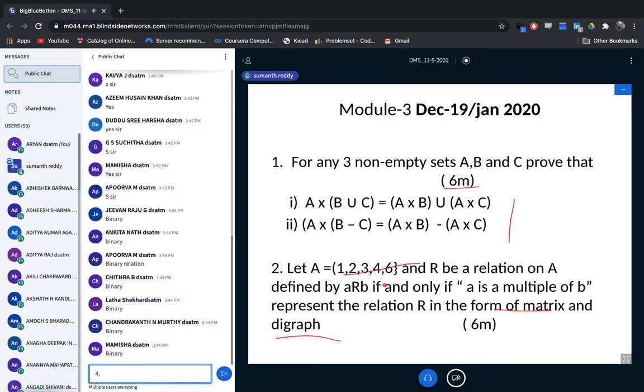So he has asked you, A is a multiple of B. Every number is a multiple of 1. I'm giving you the hint. Every number is a multiple of 1.